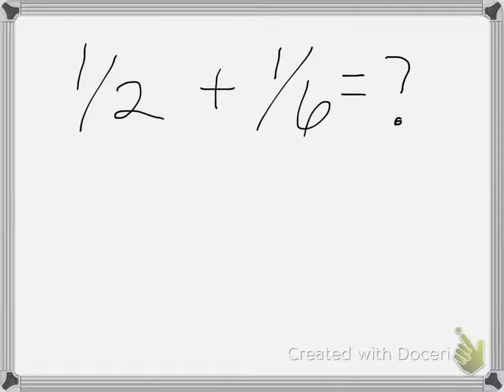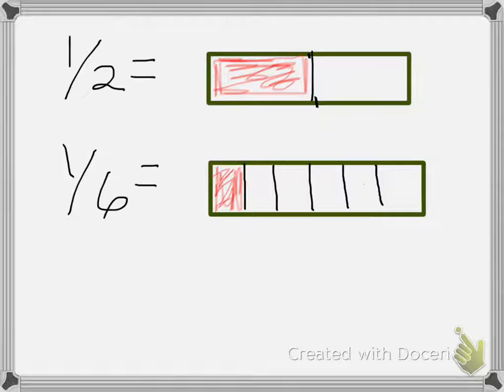Let's create a fraction bar to help. To solve this addition problem, I drew a bar and divided it into 2 equal pieces. I shaded in one part to represent one of 2 pieces. Next, I drew another bar and divided it equally into 6 different pieces to represent 1/6, which was shaded.